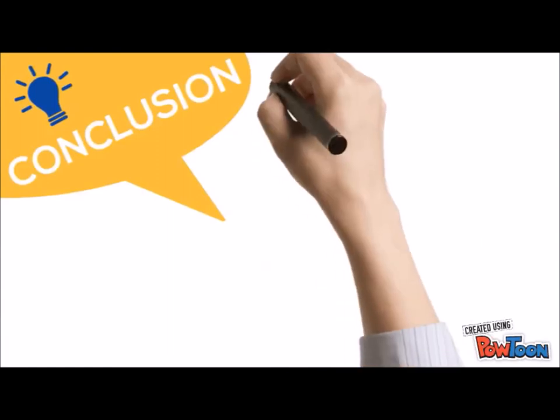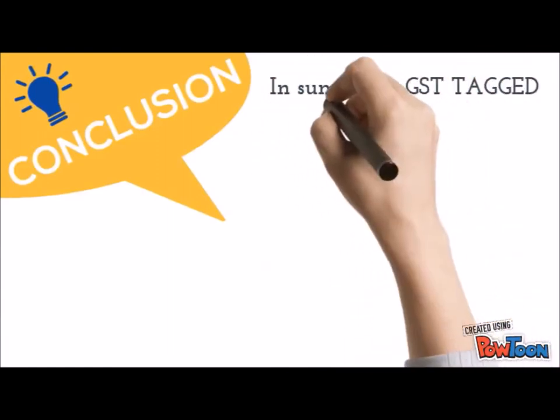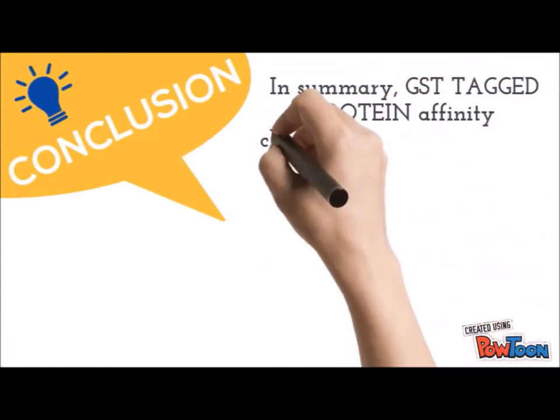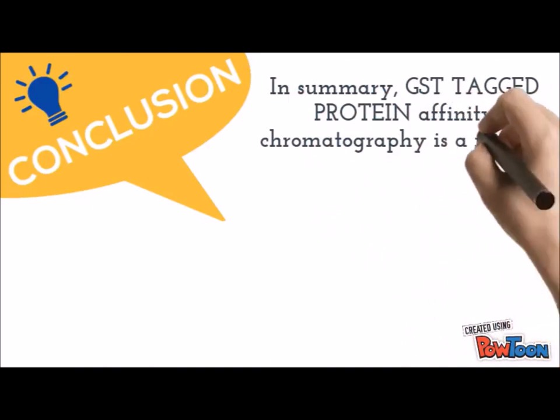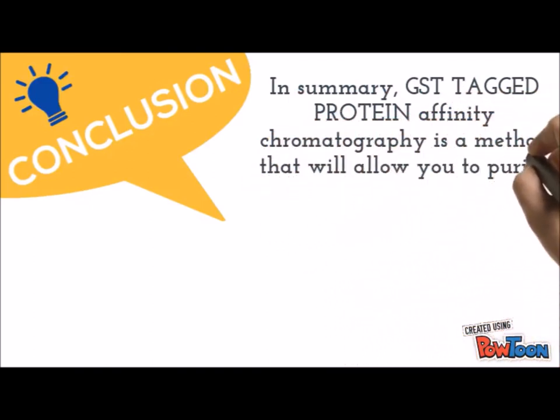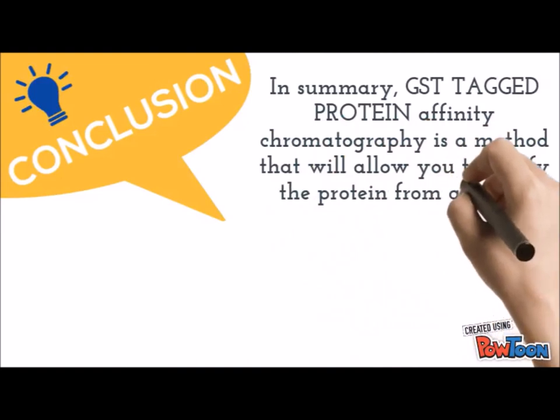For the conclusion, GST tag protein affinity chromatography is a method that will allow you to purify the protein from a mixed sample so that further investigation of this molecule can be carried out.